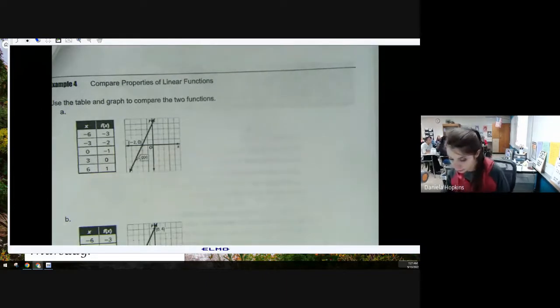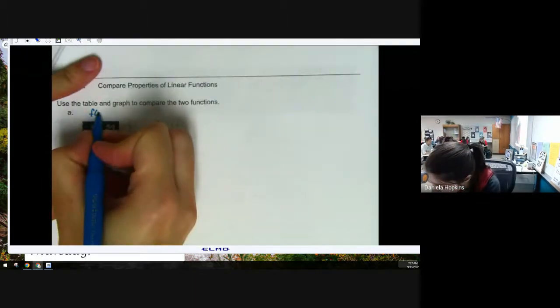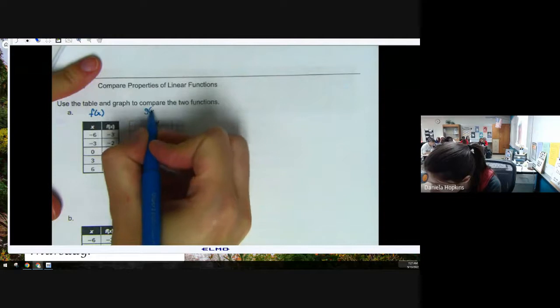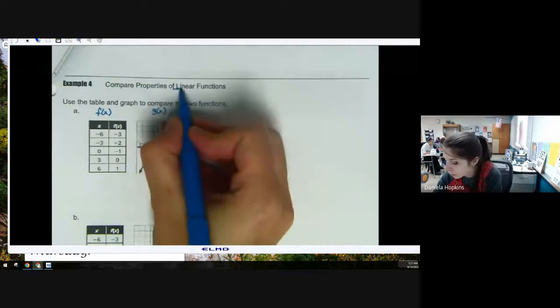Okay, so let's note here. This function is your f of x, which it does say, and this function is your g of x. They're two different functions. Example 4 is comparing linear functions.